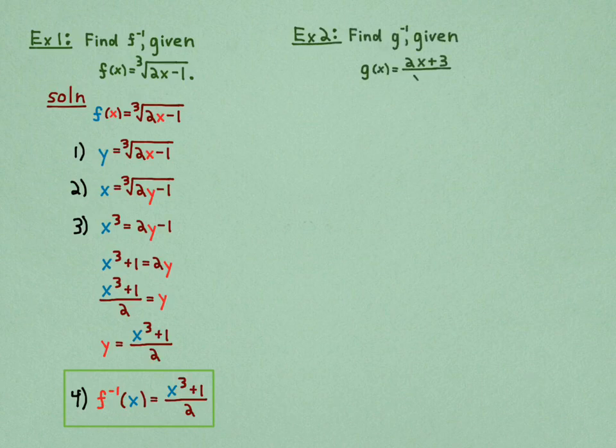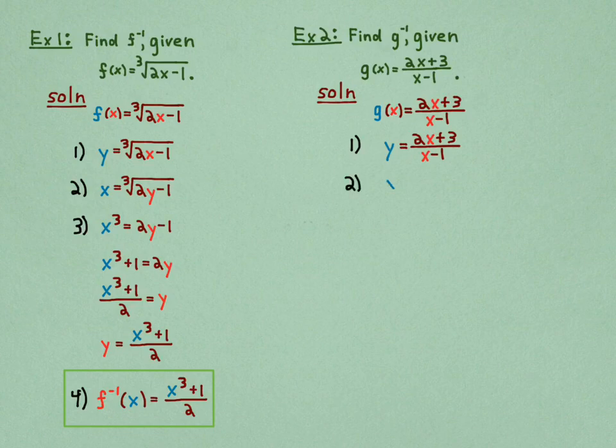Find g inverse given that g of x equals 2x plus 3 over x minus 1. This one's a little trickier because there's two different x's, and they'll become y's, and then you'll have to solve for the y. So solution, again, I'm just rewriting it with these colors so you can follow where the items are going. Y equals 2x, so you replace the g of x with y, that's all I did there. And then I switch the x and the y and get x equals 2y plus 3 over y minus 1. And then I have to solve for the y.